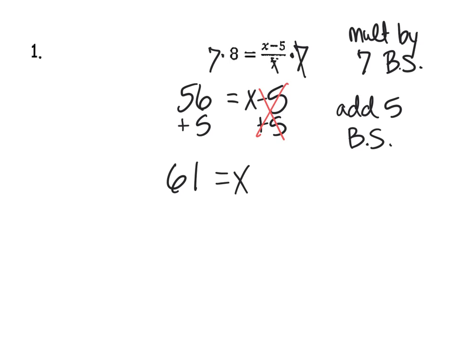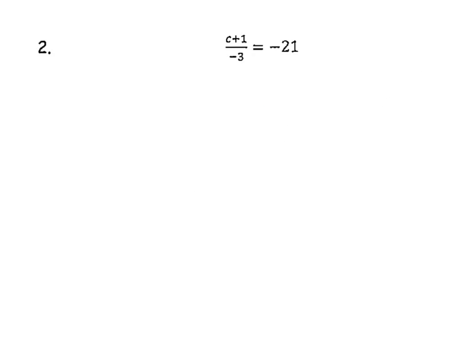All right, number 2. Okay, this is the same process. That -3 needs to be multiplied, both sides. Go ahead and do it. Multiply by -3, both sides.